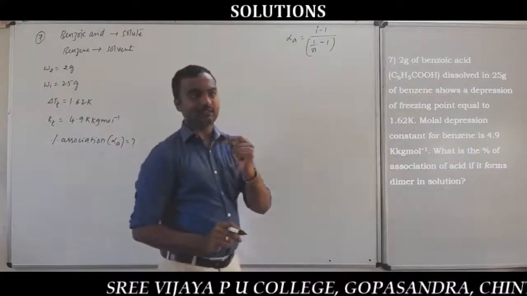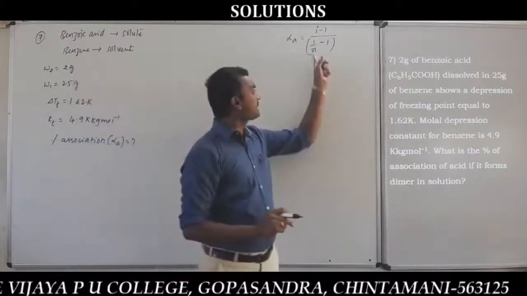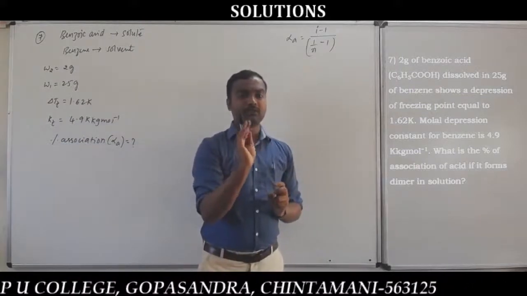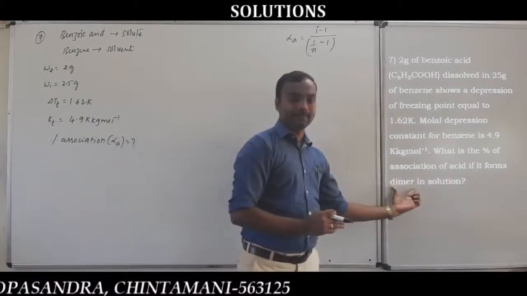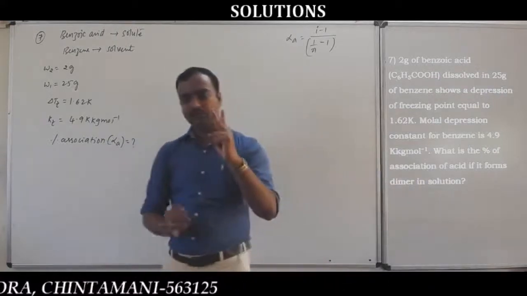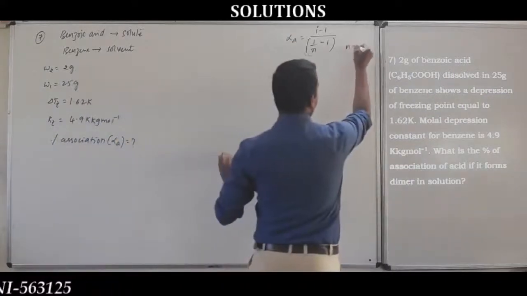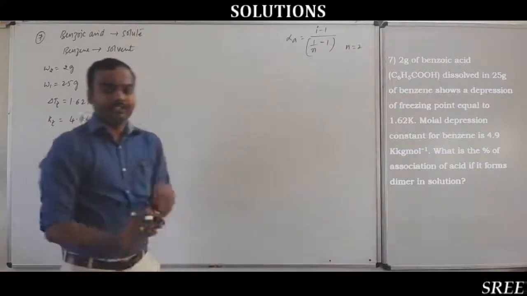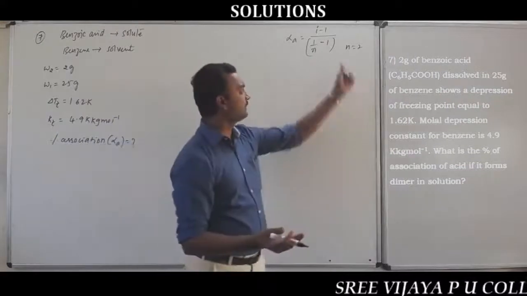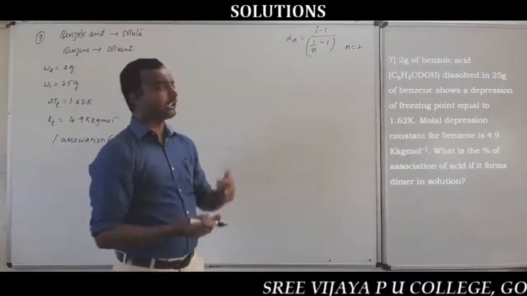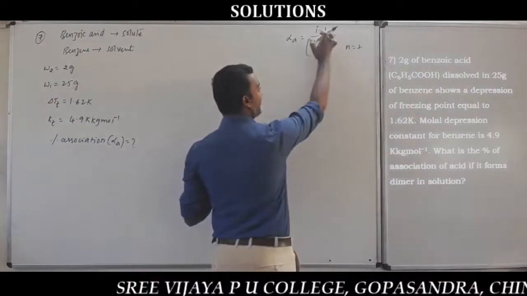So what is n? Already in the previous classes I have said, n is the number of solute particles which undergo association. Here in the given problem they say dimer. Dimer is nothing but two benzoic acid molecules combined together, so n value is equal to 2. If it is trimerization, n value is 3. Tetramerization, n value is 4. So n value is there, but the i value is needed.